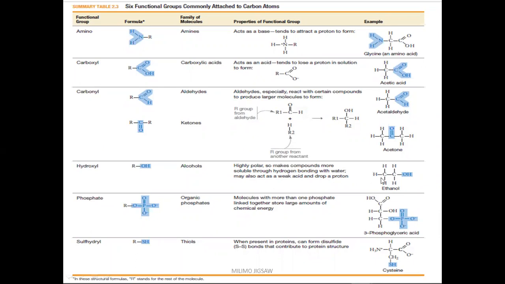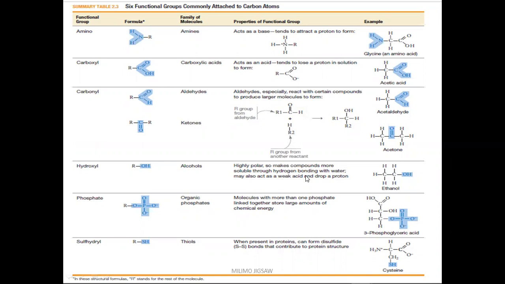Remember, ethane is a gas at room temperature, but ethanol is a liquid at room temperature. This ethyl alcohol dissolves in water because of the hydroxyl group that it has. So it's able to interact with water. It's highly polar, so it makes the compound more soluble through hydrogen bonding with water. And it may also act as a weak acid and drop a proton.